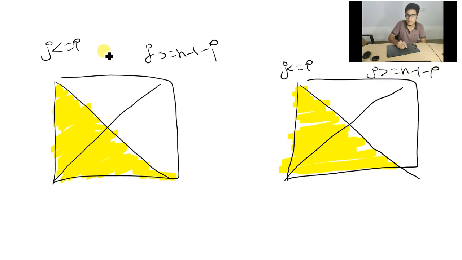Now the question is, when you use the OR operator, what will happen? When you use the AND operator, what will happen between them? That's what I want to explain to you. So, J is greater than or equal to n minus 1 minus I.